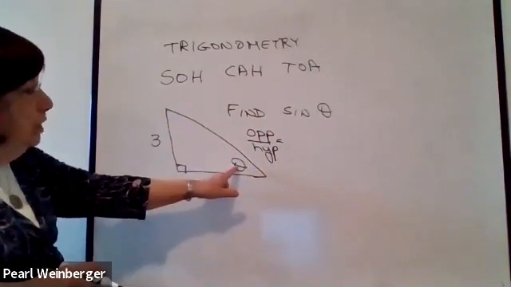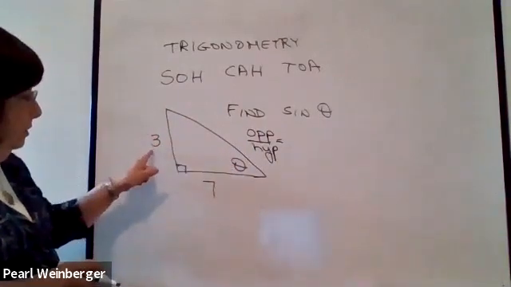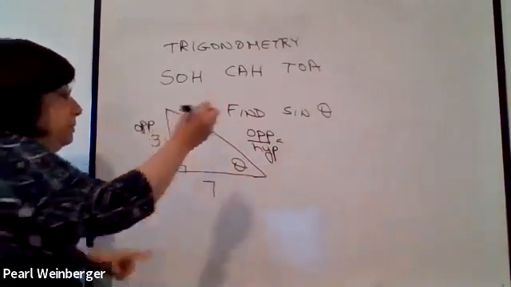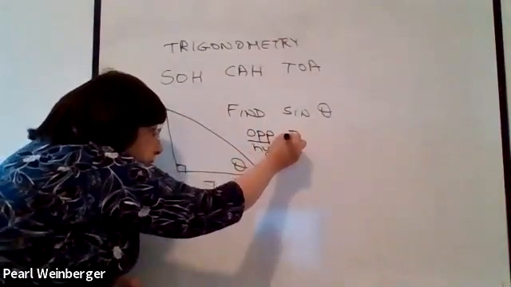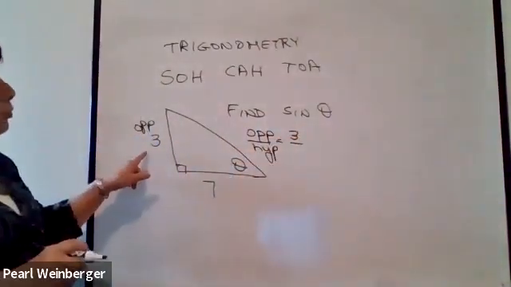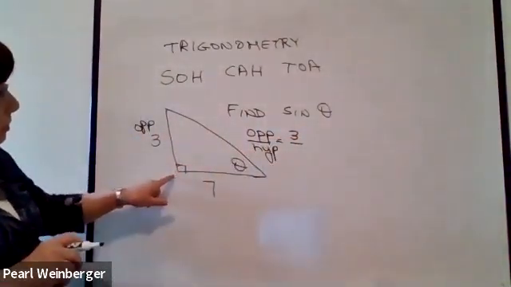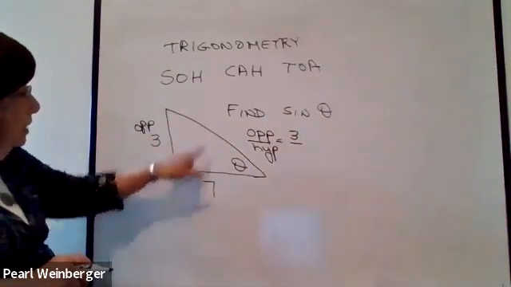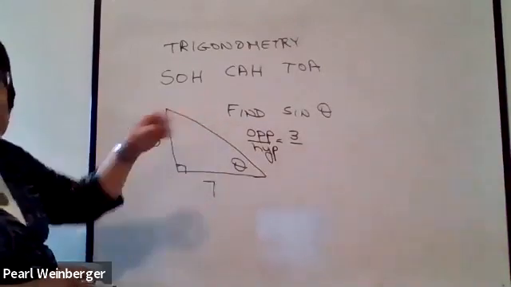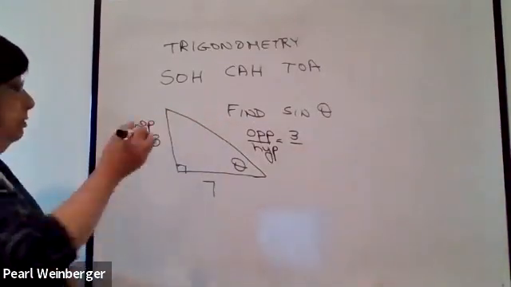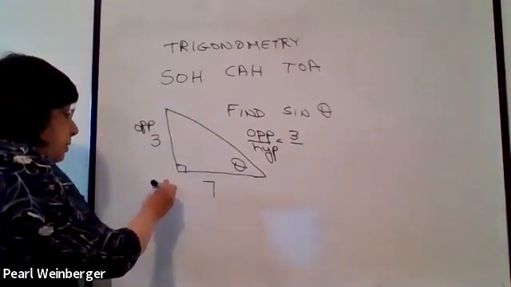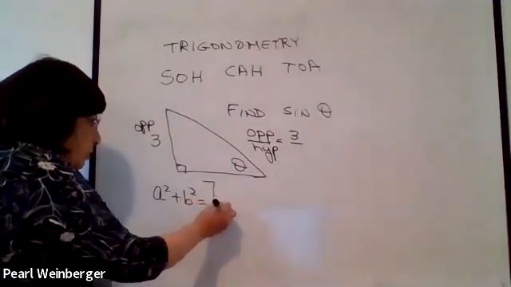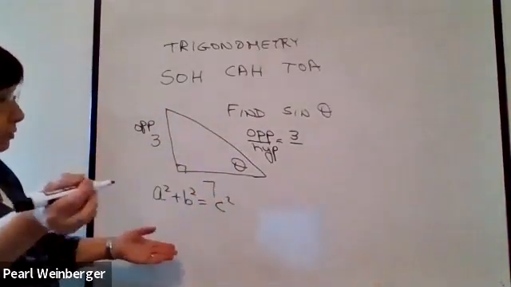Here's my theta. Do I know what the opposite side is? Yes, this is my opposite side because it's right across from it. The opposite side is 3. Do we know what the hypotenuse is? Well, the hypotenuse is this one. And I have this side and I have this side, but I don't have this side. So again, I have to use the Pythagorean theorem. I have to do a squared plus b squared equals c squared, because I have to figure out what the hypotenuse is.